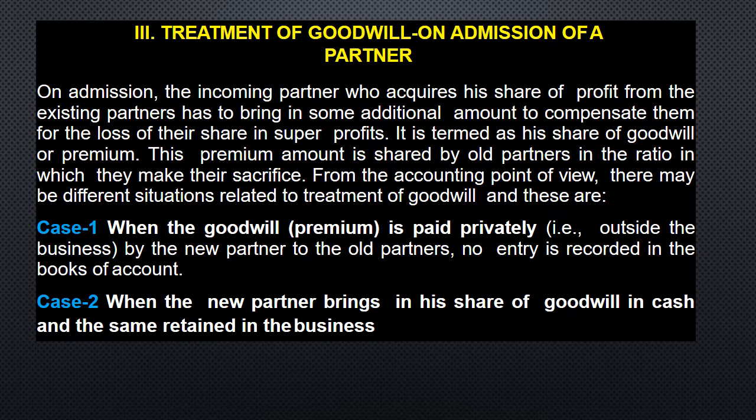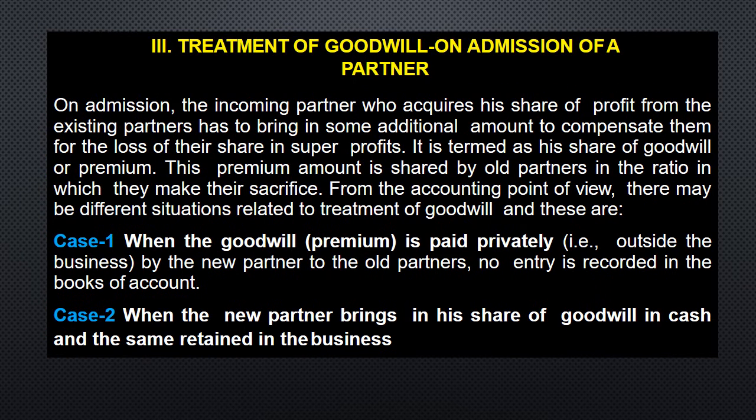The amount which he pays in addition to his capital at the time of admission of a partner, that amount is known as goodwill. He is paying that amount for the purpose of super profit or the extra earning which he will make by joining an old business, and the compensation which he pays is known as premium for goodwill.